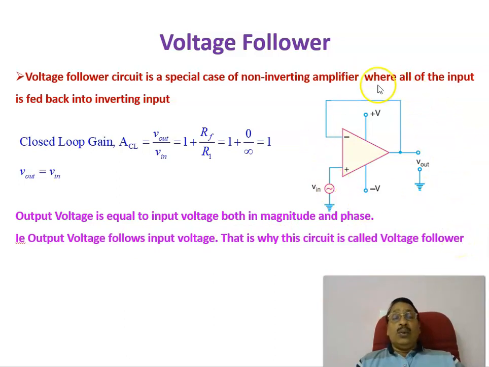This is called a voltage follower circuit, in which the feedback resistance is made 0 and the input resistance is made infinity. It is a modification of a non-inverting amplifier, and this circuit we call a voltage follower. The output voltage is the same as the input, both in magnitude and phase.